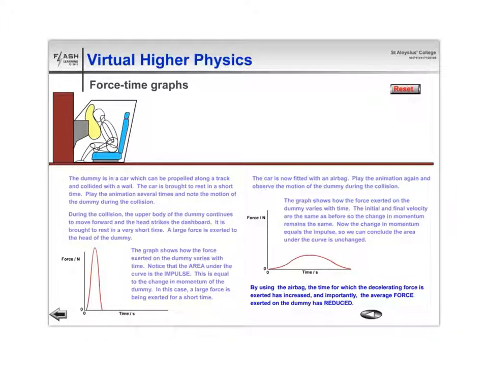Quite often these graphs are approximated as kind of triangles. So you might be asked to work out the area under the graph of these kind of triangular shapes. We wouldn't expect you to work out the area under the graph of a curve. And that's the basic idea of how airbags can help reduce injury. So they reduce the average force on the dummy and therefore reduce the chance of injury.